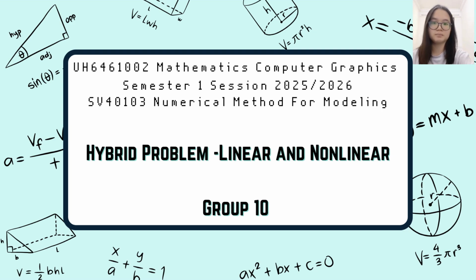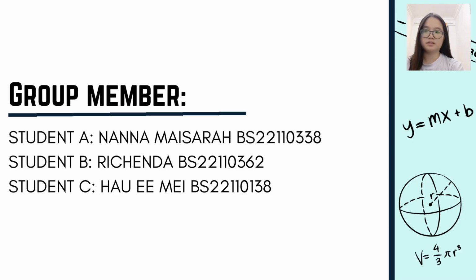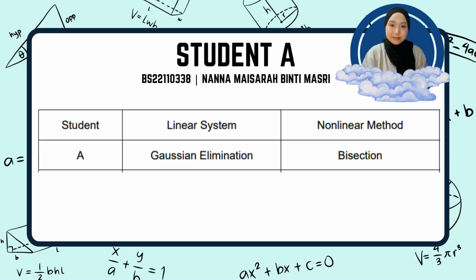We would like to present about hybrid problem of linear and non-linear. Our group members are Nanna, Richenda, and Mei. My name is Nanna Maisara binti Masri with matrix number BS2211038. We'll be presenting about Gaussian elimination of linear system and bisection for nonlinear method.